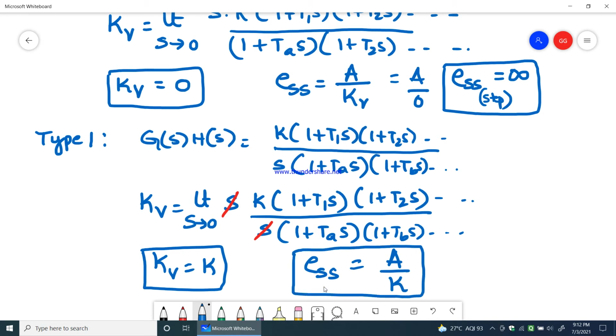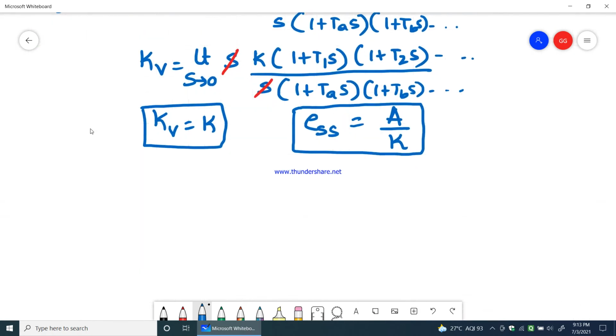Now again, can we apply the ramp input for a type 1 system? Again no, because for a type 1 system you see there is some amount of error which is obtained, A by K. Now the error is not 0, there is some error. Therefore a type 1 system for ramp input, again, is not advised. Now let me go with a type 2 system for ramp input.